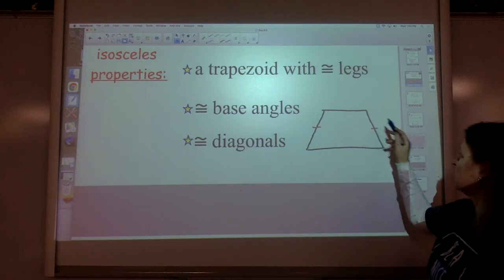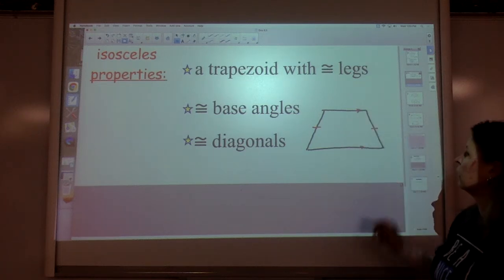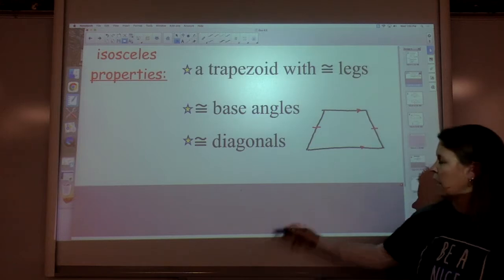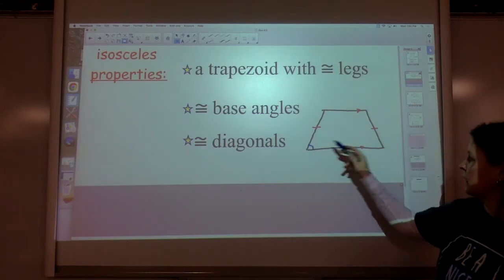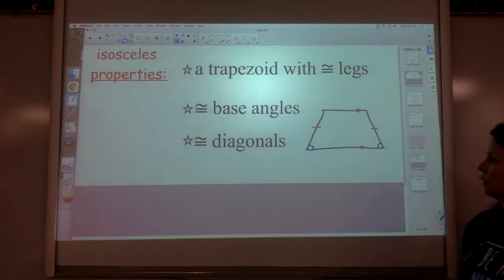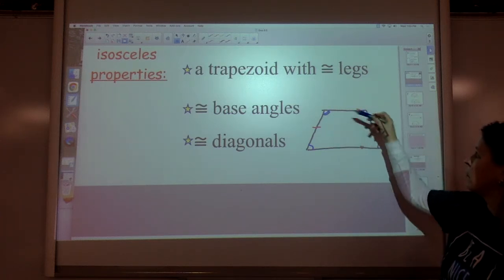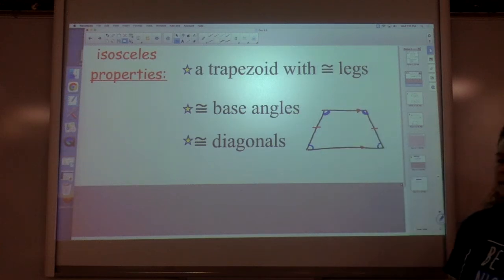Congruent, congruent. Parallel, parallel. Base angles are congruent, and we talked about this already. A pair of base angles. These two are congruent to each other. These two are congruent to each other. But the top and those two are not. Consecutive ones are not congruent.